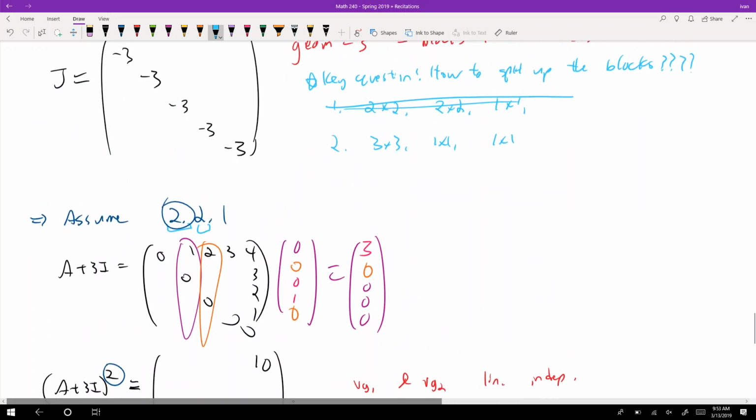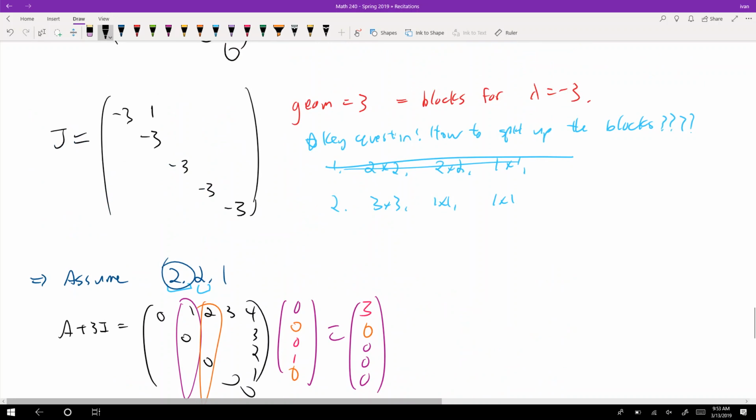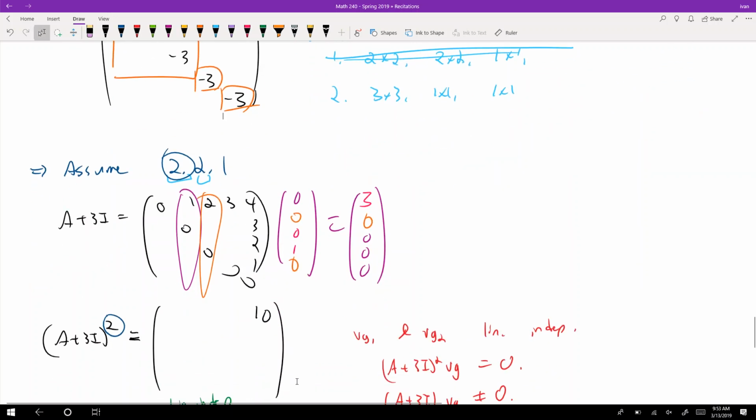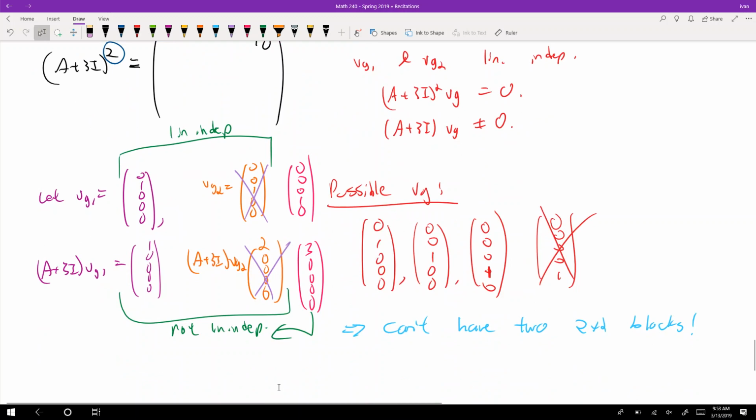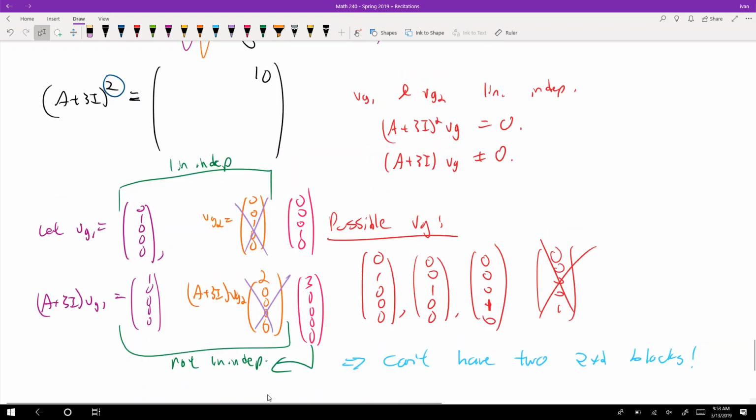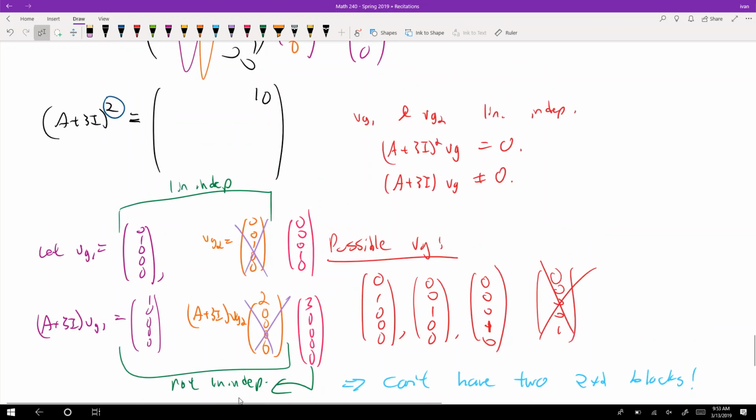Okay, so if we look at what J is going to be, that means we're going to have a 3 by 3 block and then two 1 by 1 blocks. And that's the only way we can split up this matrix. All right? And the reason why we can't have 2 by 2 blocks is because we are not able to generate linearly independent eigenvectors for both blocks.